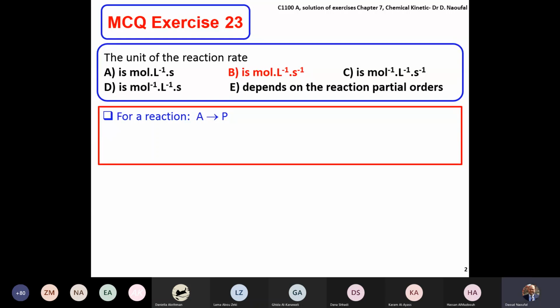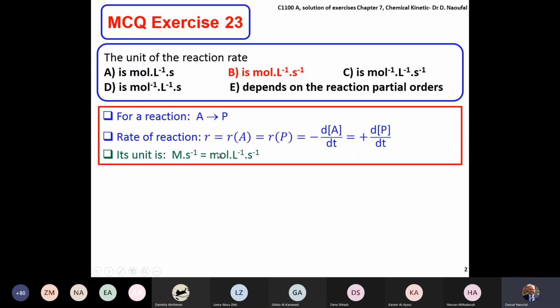The unit of the rate of the reaction is independent of the order. So the unit is always mole per time or molar per time. Molar means mole per liter. So the correct answer is B.